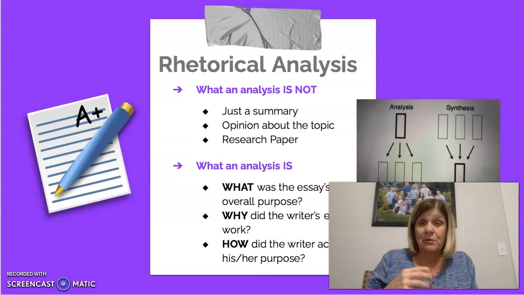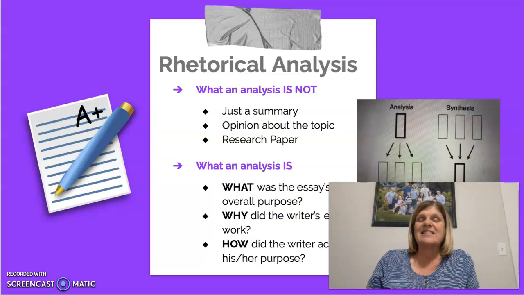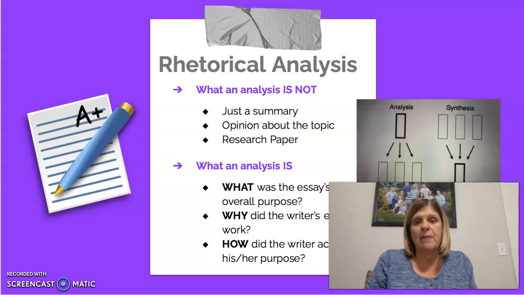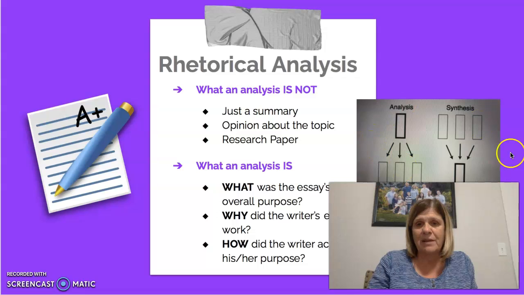I just want to remind you again what a rhetorical analysis is not and what it is. So remember, it's not just a summary. We've learned how to write summary paragraphs, but it's not just a summary. It's not an opinion about whatever the topic is of the original essay, and it's not a research paper. So if you look over here, I'm taking my cursor and, this is a synthesis essay, where you take multiple sources like this one above and turn it into one paper.